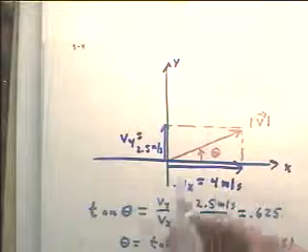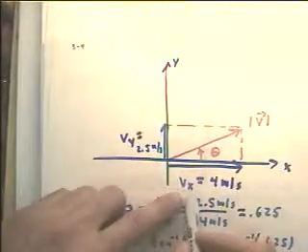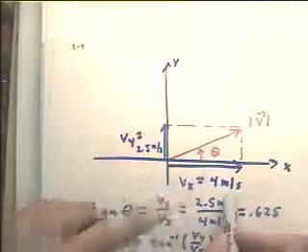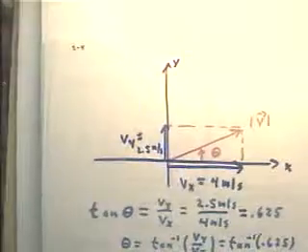Here we have a velocity that's given by its components. The x component is 4 meters per second. The y component is 2.5 meters per second.